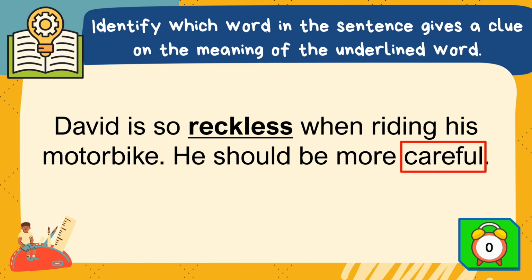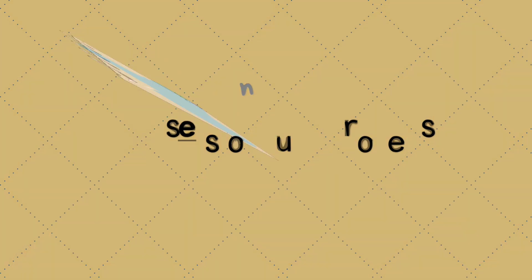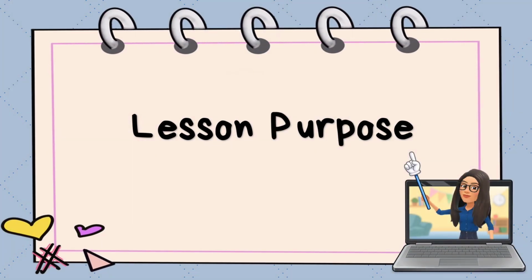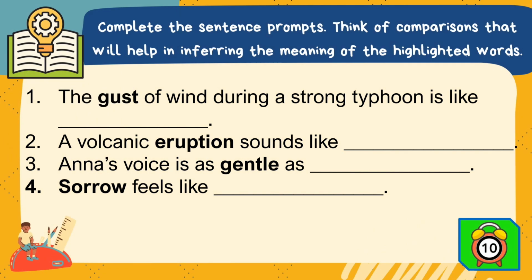If you answered careful, you got it right. Careful is the antonym clue for reckless. Always remember to read carefully between the lines. Clues are everywhere. You just have to find them in the sentence. Now, let's go on. Let us try this one.